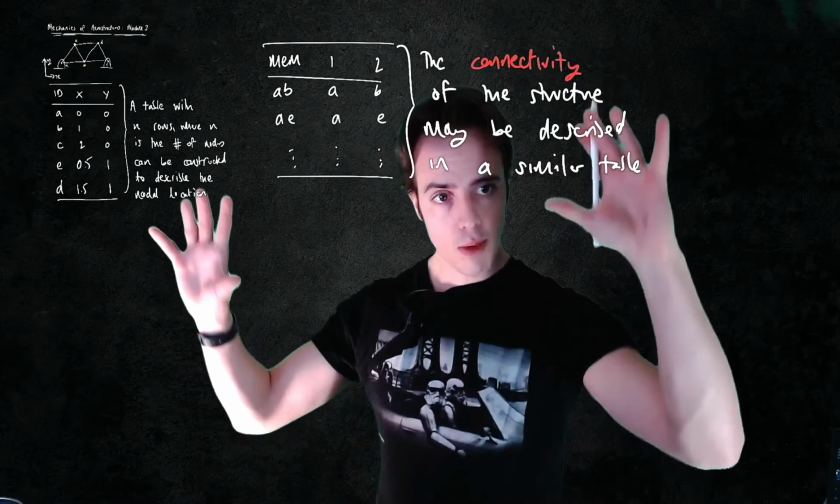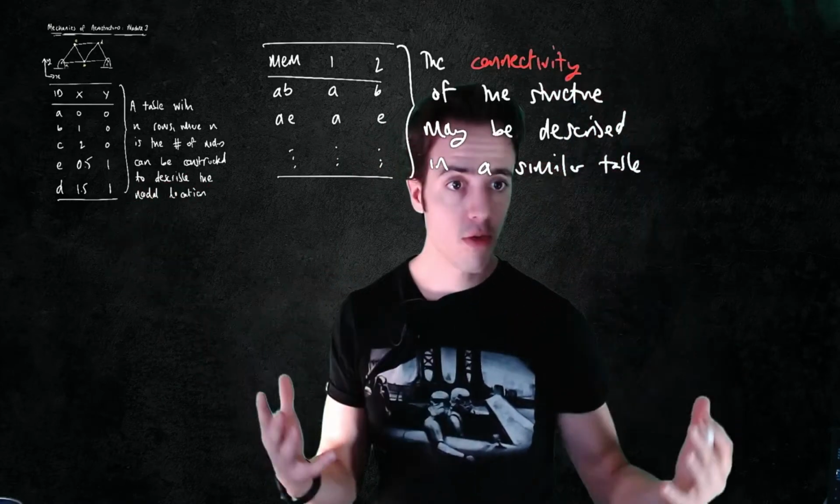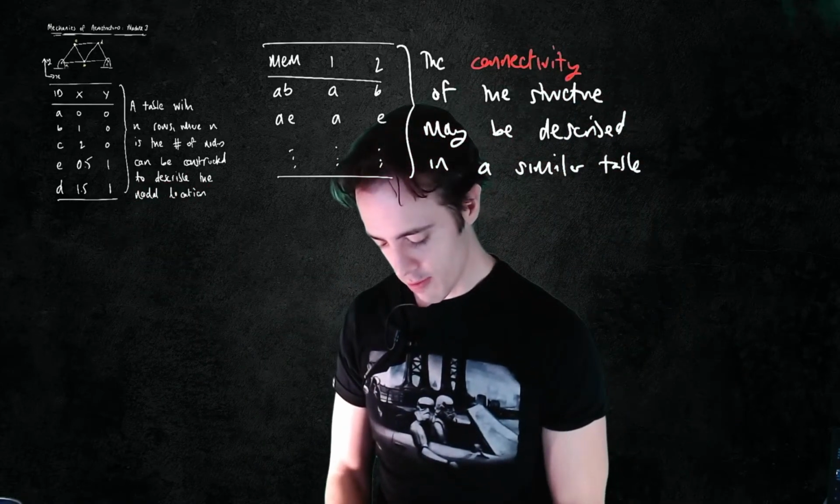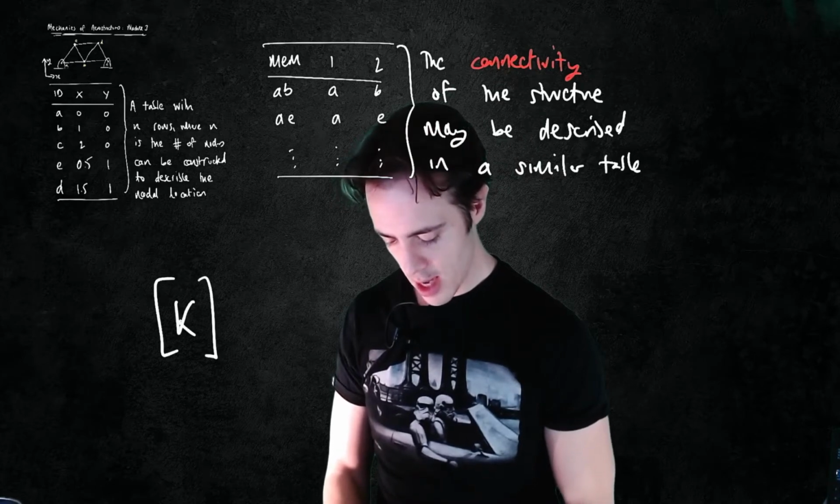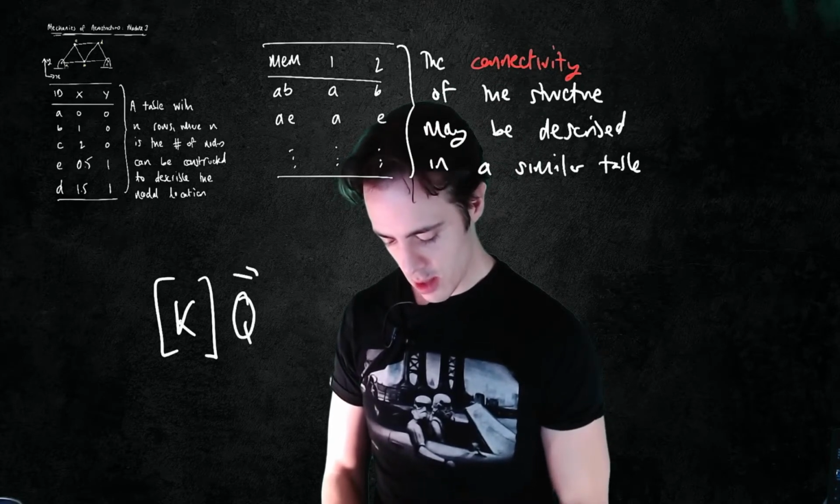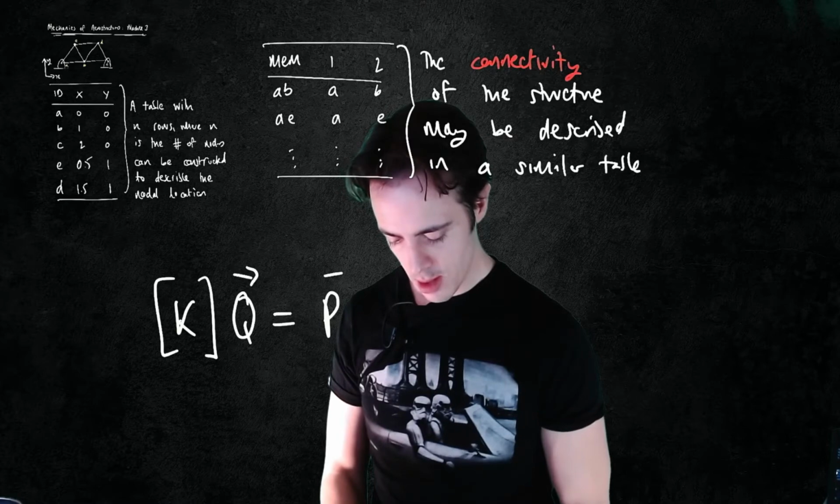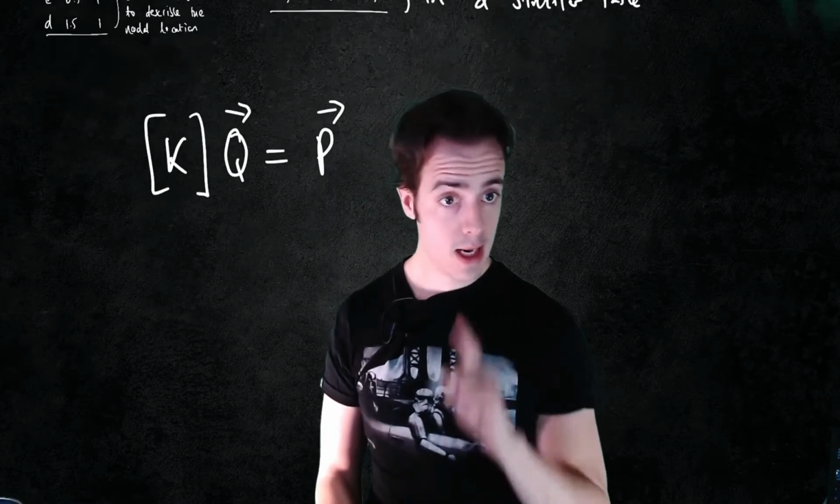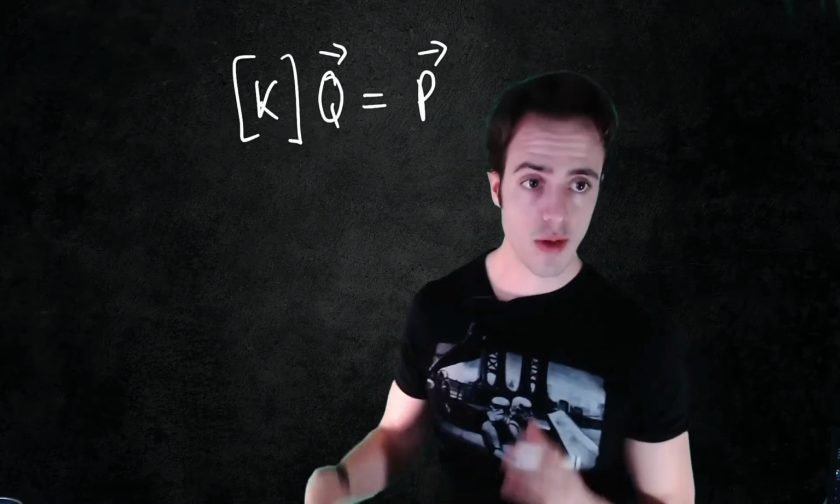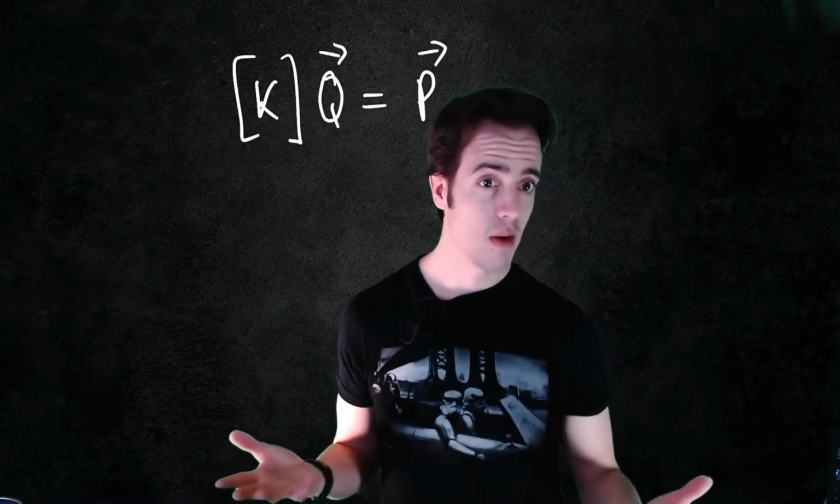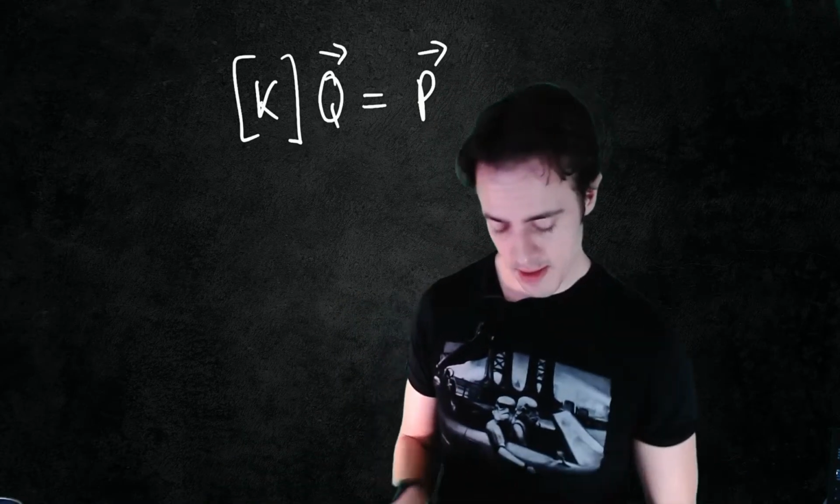And what we want to be able to do is take these tables and construct a generalized problem of the form K Q equals P. Let's talk about the different parts of this problem. This is a matrix problem, which is just another way of saying we've got a set of coupled equations.